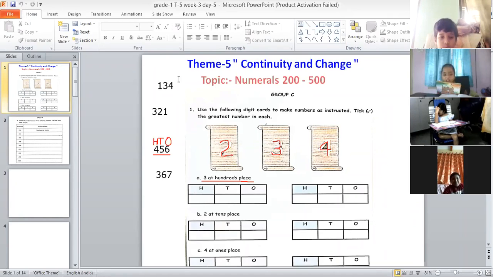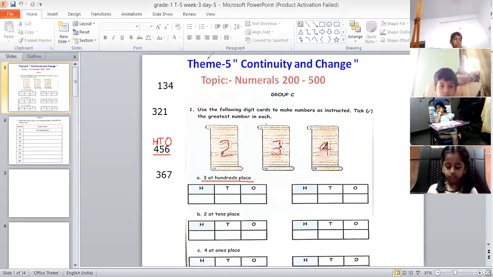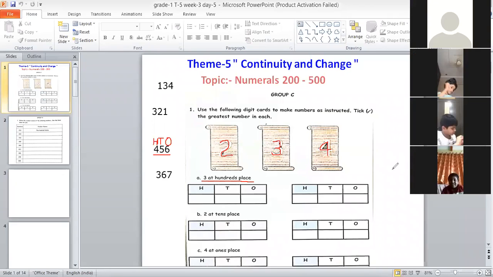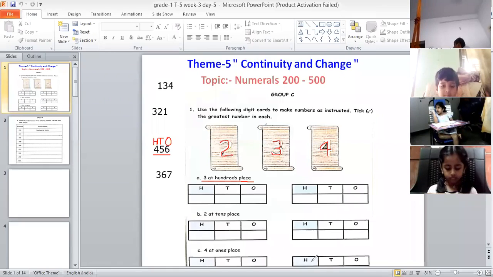We have to see what is the digit in hundreds place, what is the digit in tens place, and then what is the digit in ones place. Okay, Vineet? Okay, ma'am. So what do we do? Look here. Here 7 is in ones place, 6 is in tens place, and 3 is in hundreds place. We always go with ones, tens, and hundreds like this.